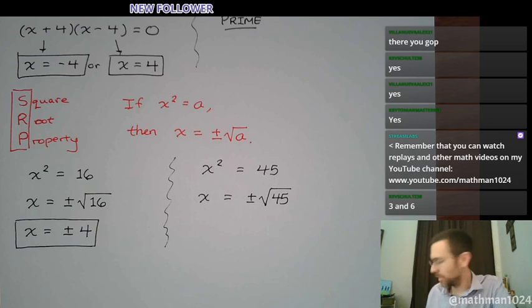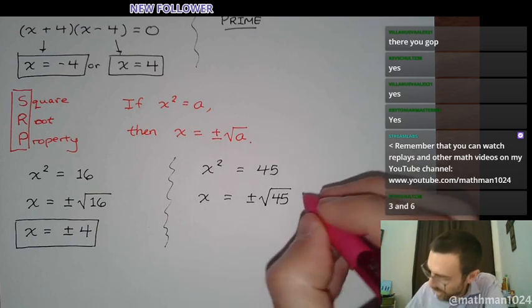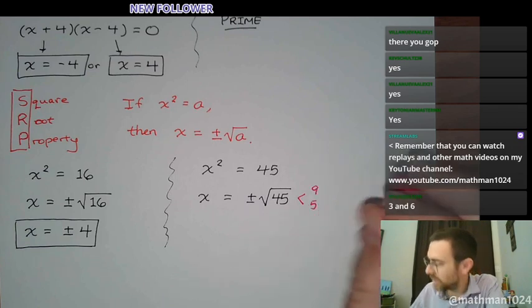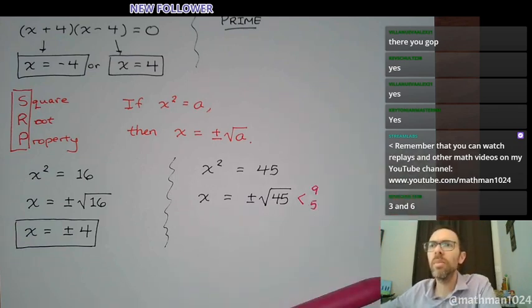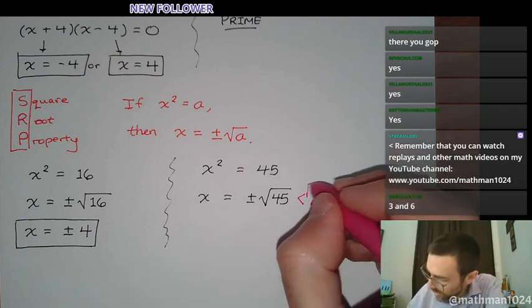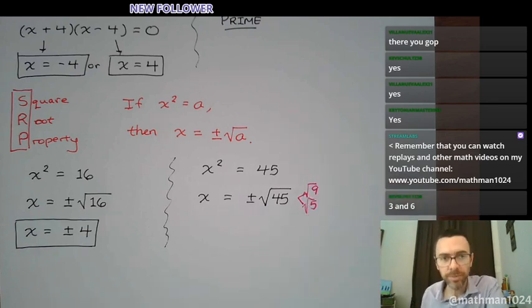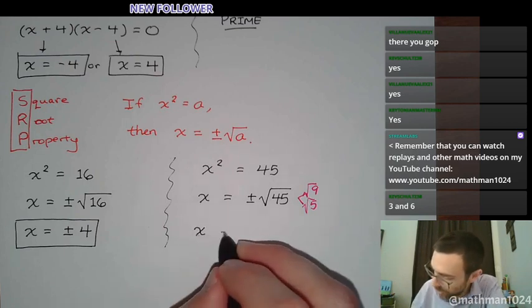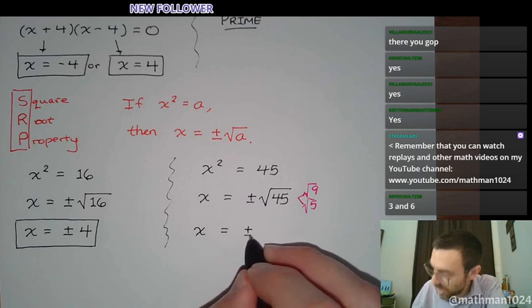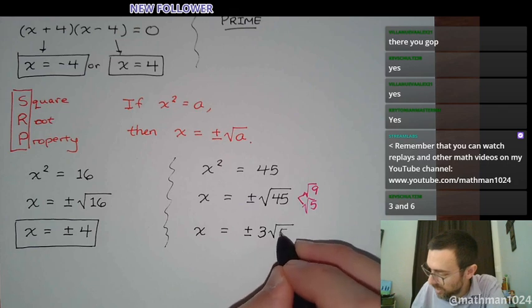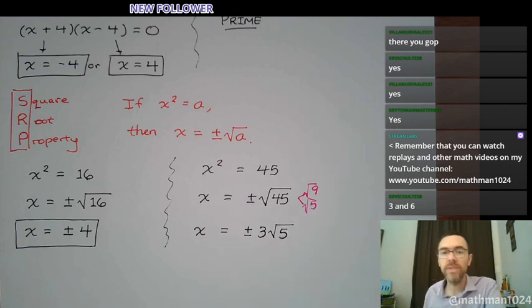Now we're not going to leave it like that because we can simplify it. Because 45 breaks down as 9 times 5. Okay? And as we saw in a video last week, you split that up. Each of these guys is inside of a square root. And we would say x is equal to plus or minus the square root of 9, which is 3. And we leave 5 inside the square root like that.